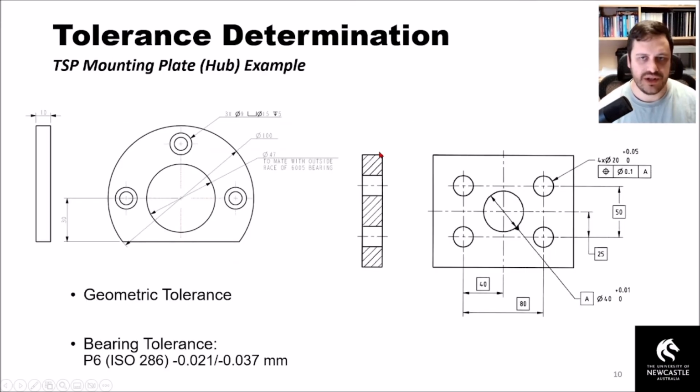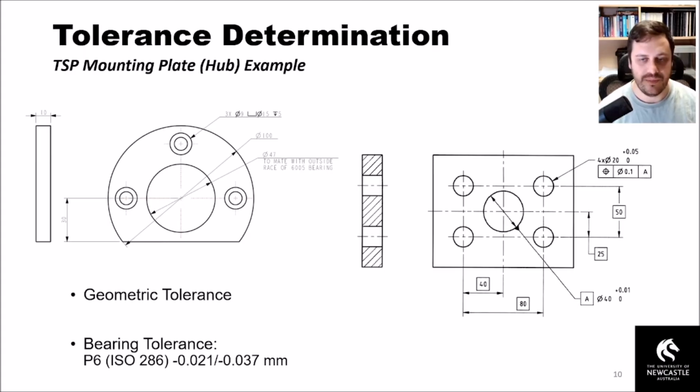Okay, so jumping forward into the next example now. For the tolerance determination, the TSP mounting plate, the hub example, is essentially what we're looking at here. What we're expecting you to do here is have a geometric tolerance, which we'll run through shortly, and a bearing tolerance. Again, I've already stipulated this for you out of the ISO 286 standard, for the class of fit that's been specified by the bearing manufacturer.